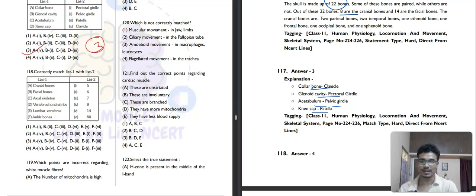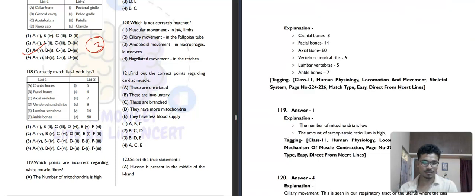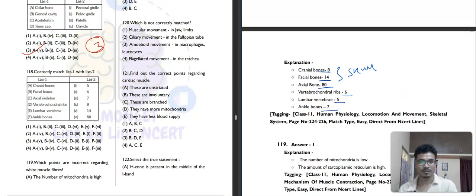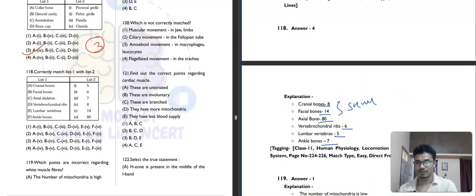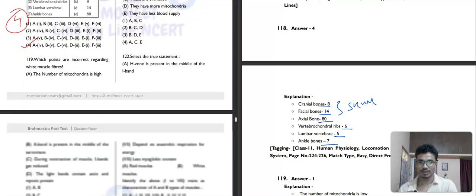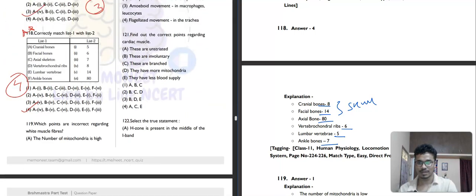Then 118, it is saying again match the column, we will match. Cranial bone 8, facial bone 14, this comprises skull. Axial bone 80, vertebrochondral ribs 6, lumbar vertebra 5 and axial bone 7. So our correct answer for this question will be option number 4th. Fourth option will be our correct answer. This is a good question. I mean, this comprises the whole numbering of this chapter.